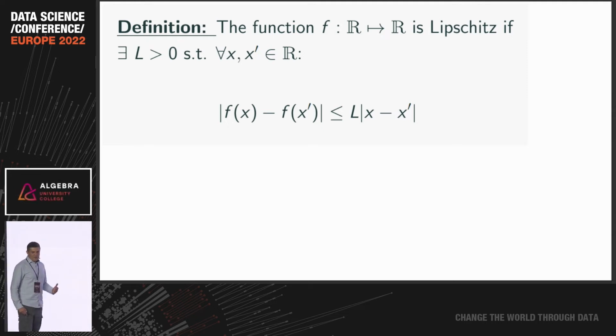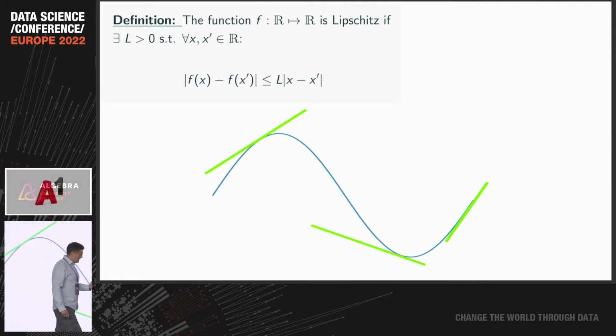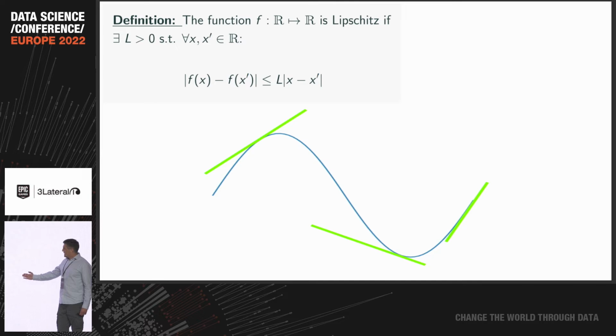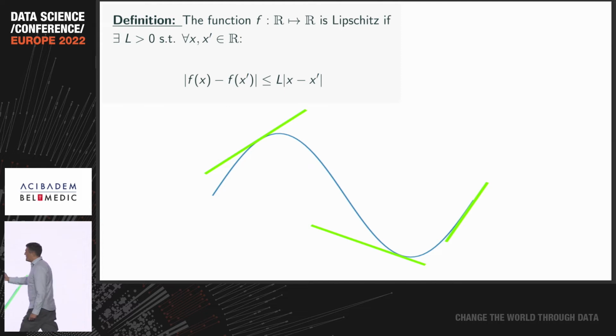And what does this mean? This means that for each arbitrary function, we want it to be not too steep. For example, this sinusoid has something that's called a Lipschitz constant. This is the maximal slope of some function. It is 1 in the case, for example, of this sinusoid.